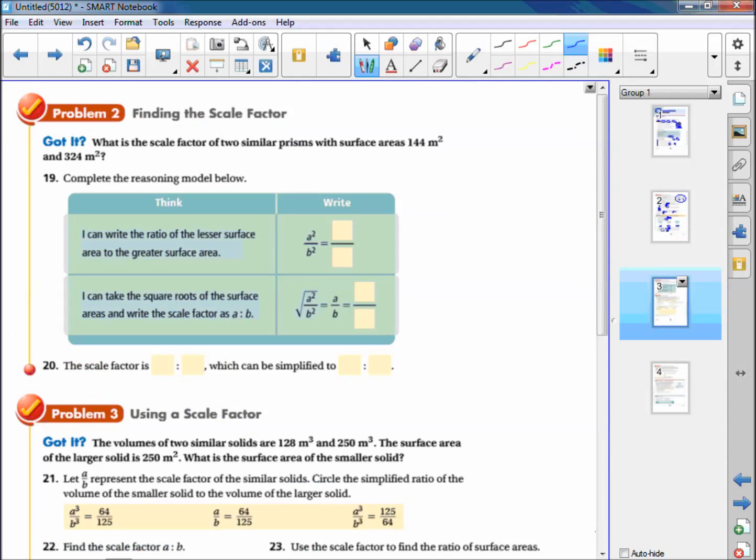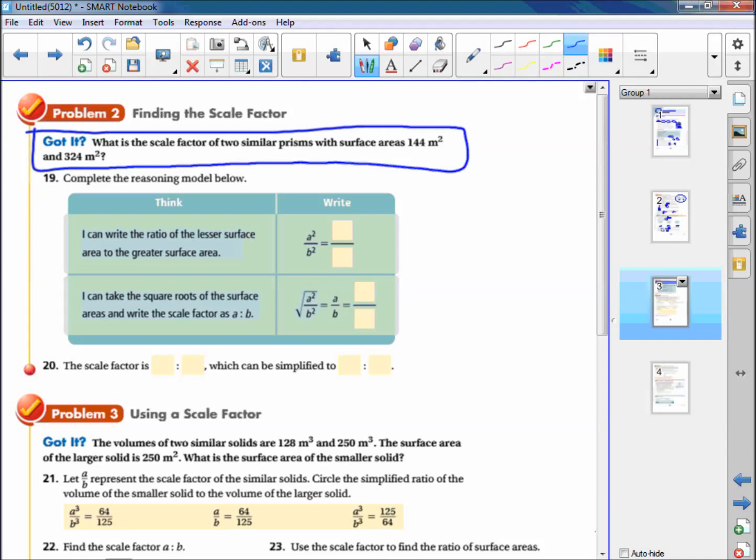All right, on page 3, we have problem number 2, finding the scale factor. What is the scale factor of two similar prisms when the surface areas are 144 meters squared and 324 meters squared? So we know the ratio of their areas, and we know they're similar, so we want to find the actual scale factor for the two figures.